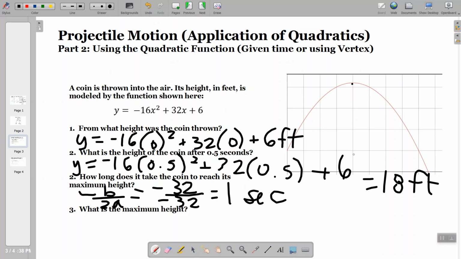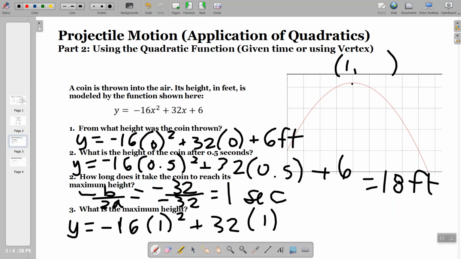Okay, so now I have that point there. It is 1 comma something. All right, and then what is the maximum height? Well, that is the y value also at that vertex. So now that I know how long it'll take to get there, I'm just going to substitute that in for X. Y equals -16 times 1 squared plus 32 times 1 plus 6. I think I can do this without my calculator. -16 plus 32 is 16, plus 6 is 22 feet.